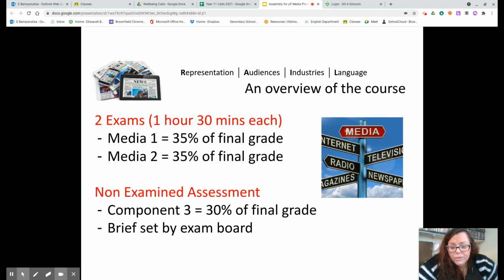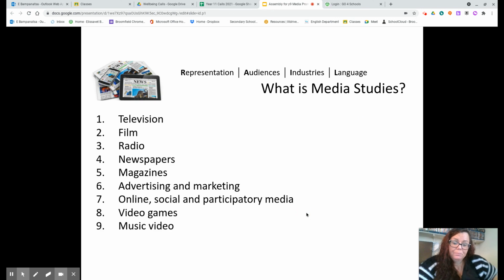This is an overview of the course. 2 exams, 1 hour and 30 minutes each. We have media paper 1, 35% of the total grade, and media paper 2, which is again 35% of your final grade. And of course, we have non-examined assessment, which is the coursework, and that is 30% of the final grade. The brief each year is changing, and AQA decides what we're going to be doing each year.